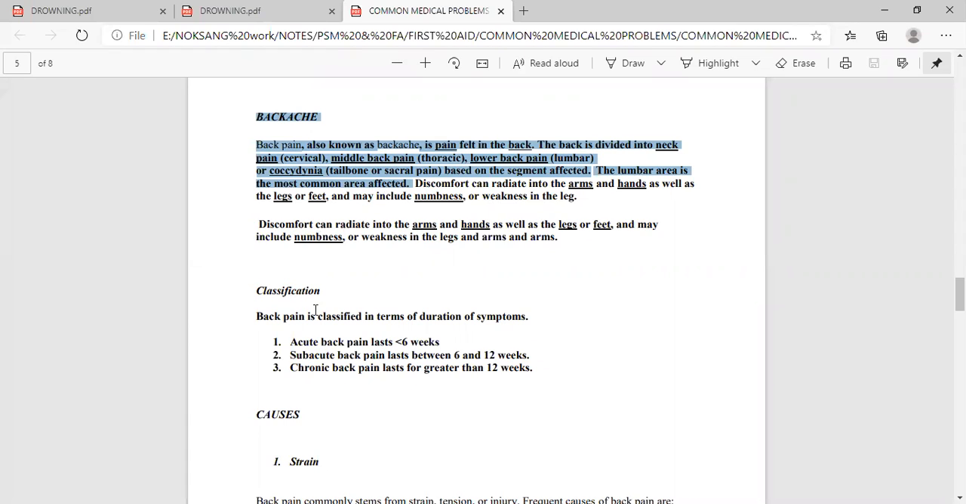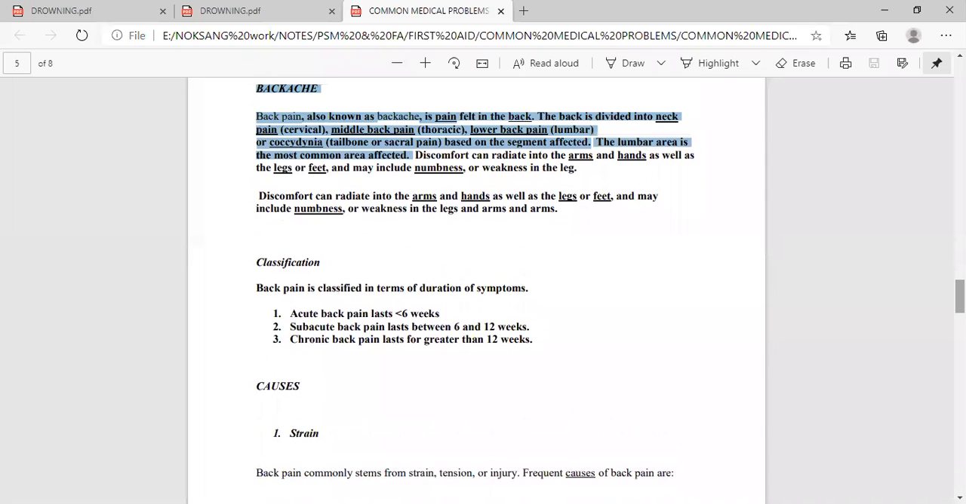Then you can write the classification of back pain. Just write it down for once. I'm coming. You write.